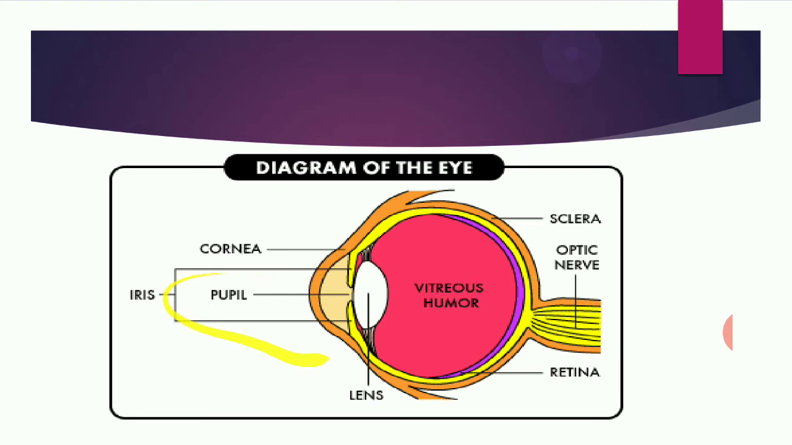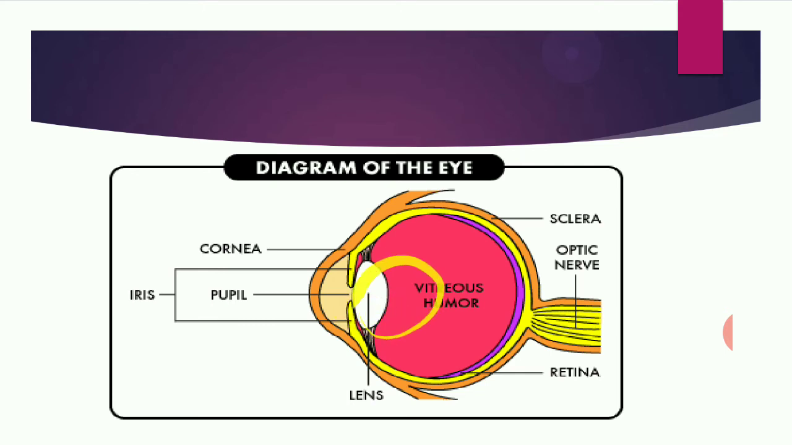Next, iris. See, this is the iris. It is the colored part of an eye and it is involved mainly in regulating the amount of light that enters the eye. It consists of radial muscles that control the size of the pupil.